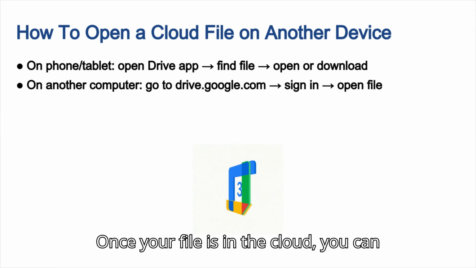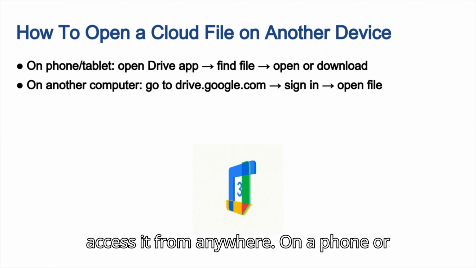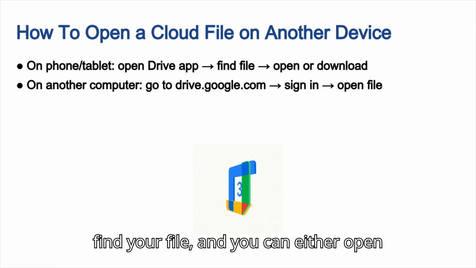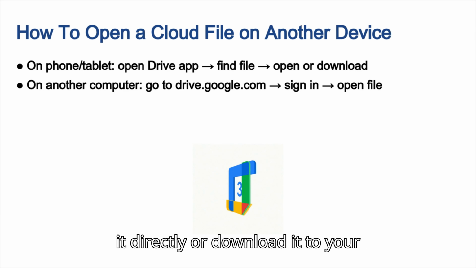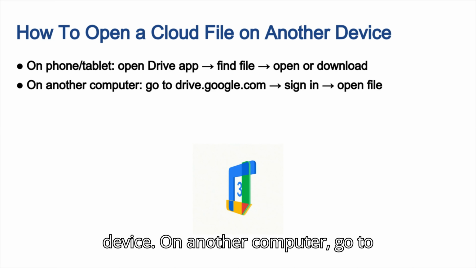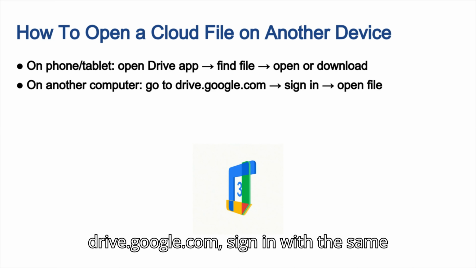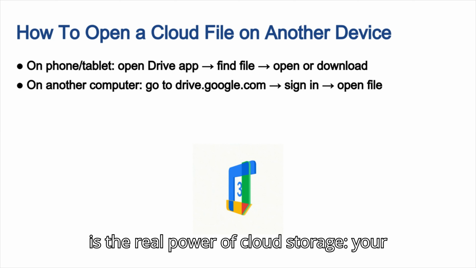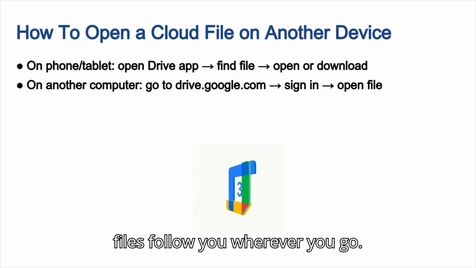Once your file is in the cloud, you can access it from anywhere. On a phone or tablet, just open the Google Drive app, find your file, and you can either open it directly or download it to your device. On another computer, go to drive.google.com, sign in with the same Google account, and open your file. This is the real power of cloud storage. Your files follow you wherever you go.